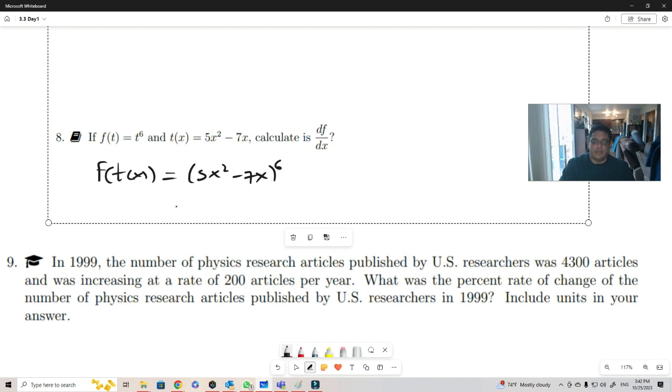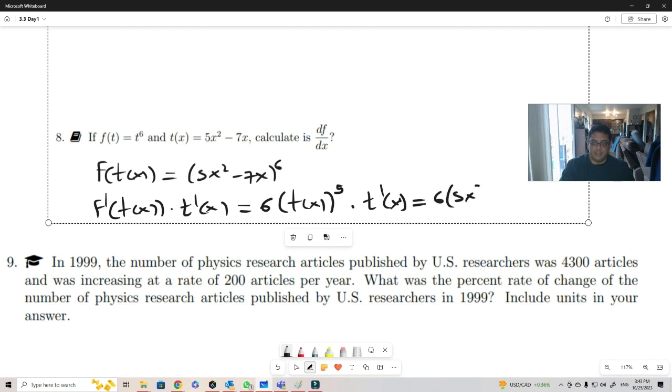So if I don't want to split this and make multiple derivatives, I can just do f prime of t of x times t prime of x. So f prime is 6 t to the 5. But then because we're composing in t of x, it will be 6 t of x to the 5 times t prime of x. And then that will be 6, and then now we can compose with what it is: (5x squared minus 7x) to the 5 times the derivative of t of x, which is going to be 10x minus 7. Right? And so that will be the chain rule in there.